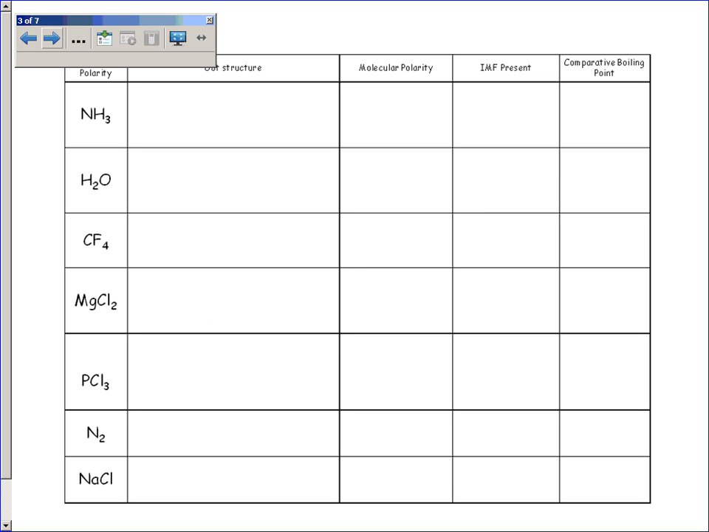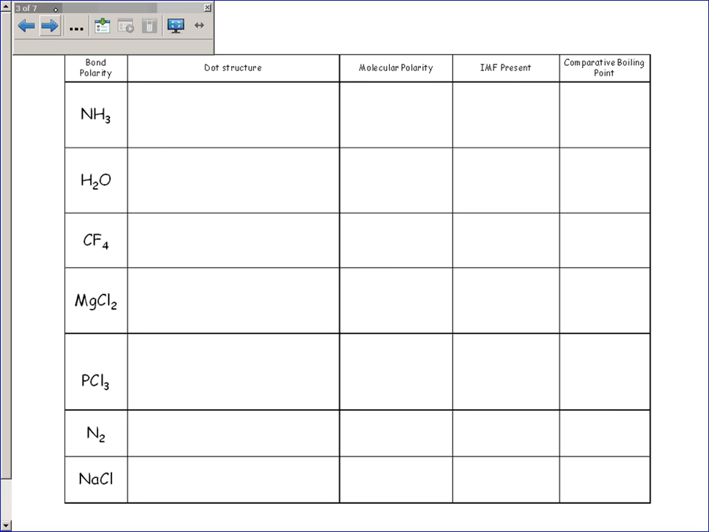So if we do our little chart here, I'm going to do the bond polarities first. I'm just going to do these quickly, and I'm actually just going to do the first four of these. I'm not going to do the whole chart. So NH3, nitrogen has 3, hydrogen has 2.1, so that's a 0.9 bond polarity. 3.5 minus 2.1 is 1.4.